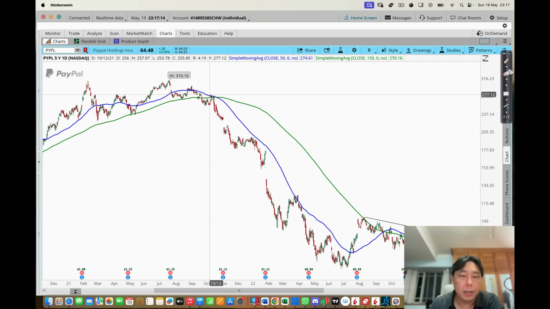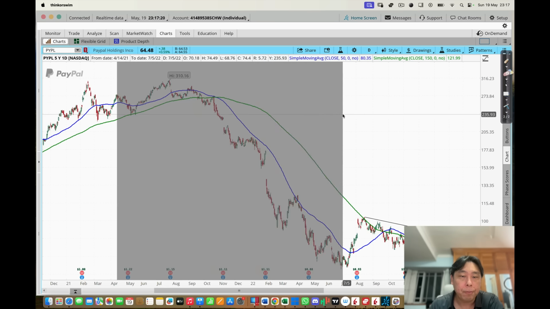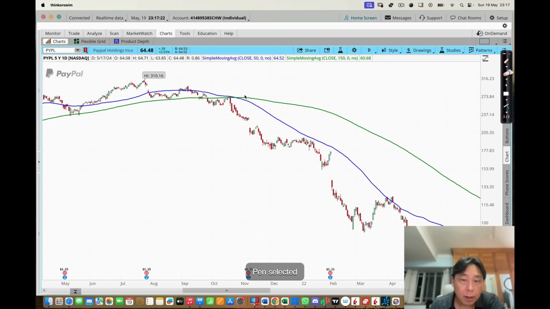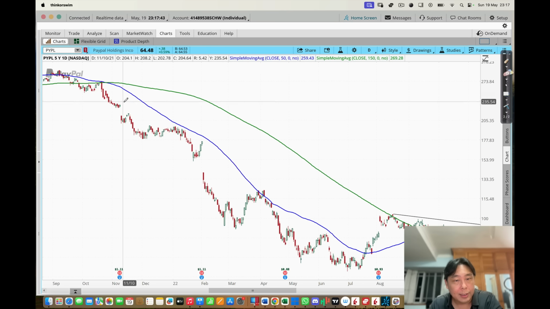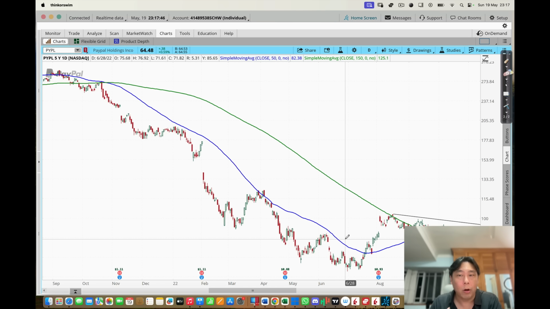You can see the 50 crossing below the 150 very smoothly, the blue sloping down, and the green flattening right here, right? So right there, that would have been the downtrend signal, okay? And again, if you were trading it, you could have shorted, took a short position, or you could have bought a lot of put options or put option spreads, and you would have made a lot of money, right? And that downtrend lasted all the way. This downtrend has been going on for almost 3 years, a 3-year downtrend.